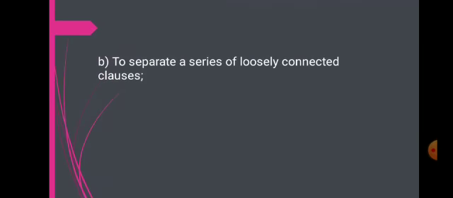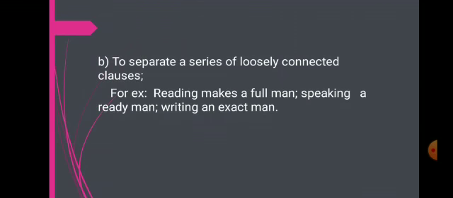Next is, semicolon is used to separate a series of loosely connected clauses. The clauses which are not properly connected with each other, we use semicolon to connect them. Example is, reading makes a full man, speaking a ready man, writing an exact man.